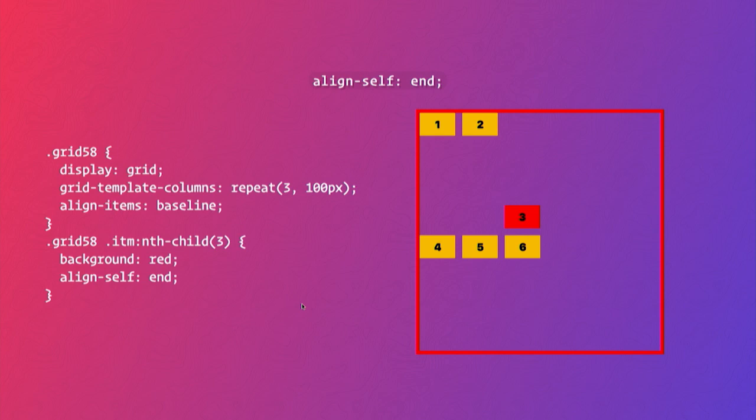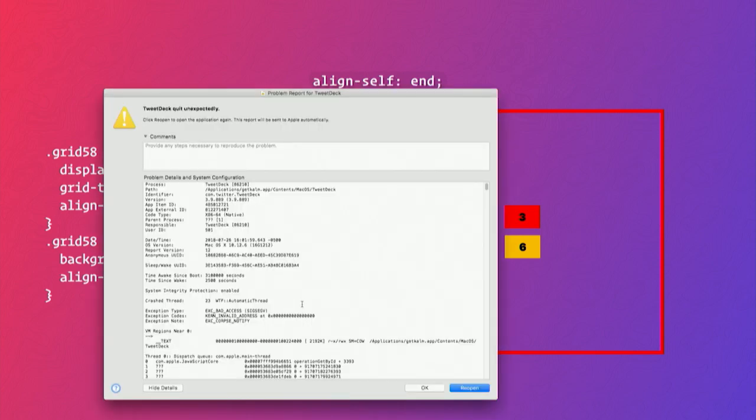And this is actually one big benefit over using Flexbox, is that on Flexbox you cannot override on both axes.